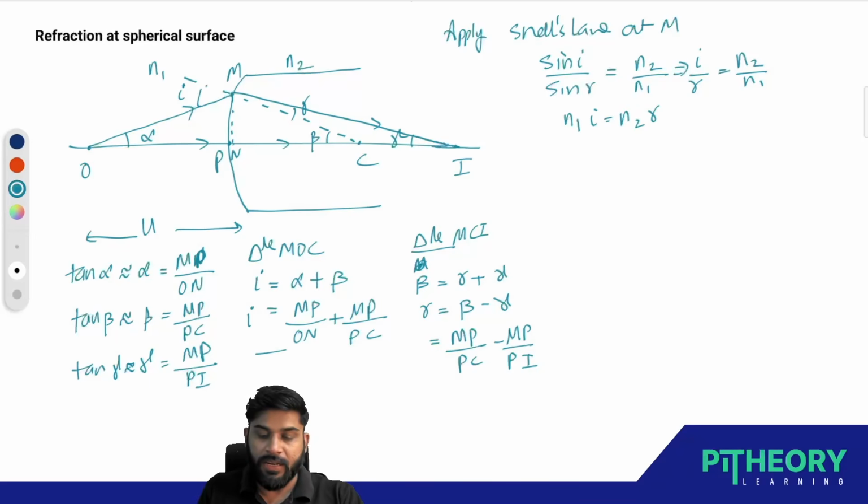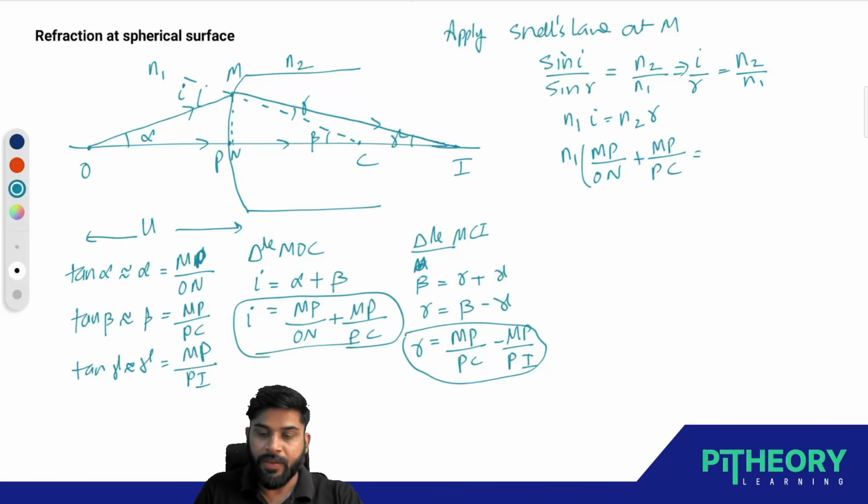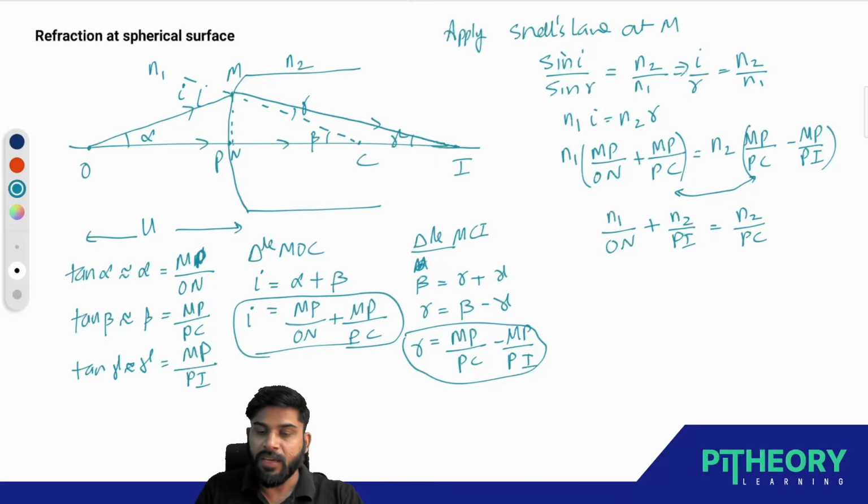Now we have the relations for I and R here, right? This is I and this is R. So we'll substitute those values here. N1 into MP divided by ON plus MP divided by PC is equal to N2 into MP divided by PC minus MP divided by PI. You need to keep in mind this MP is common, we'll take it outside and it will get cancelled. And in these terms, PC is common, so we bring those together and the other terms together. So you get N1 by ON plus N2 by PI equal to N2 by PC. This term is also PC only, so we get N2 minus N1 by PC.